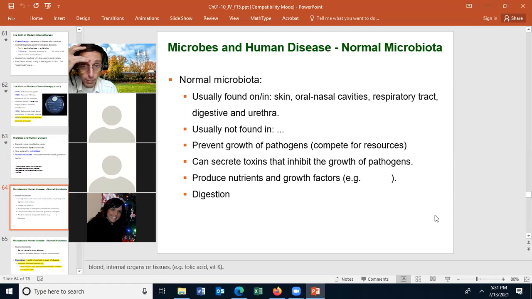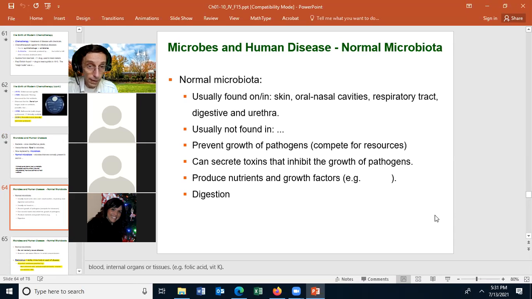So the normal microbiota are found on and in the skin, in the oral nasal cavity, in the upper respiratory tract. They're not usually found in the lungs. They're found throughout the digestive tract, and they're found in the urethra. The normal microbiota are not found internally, such as in the blood, in internal organs and tissues.